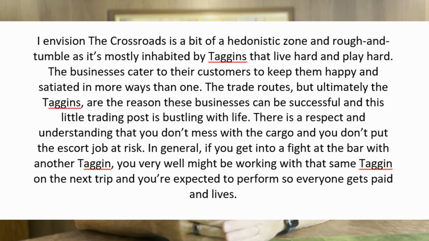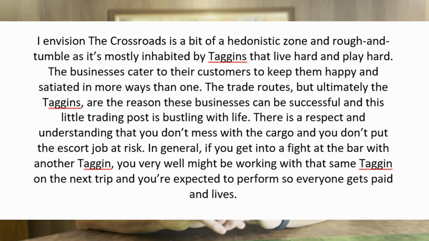I envision the crossroads as a bit of a hedonistic zone and rough and tumble, as it's mostly inhabited by Taggins that live hard and play hard. The businesses cater to their customers to keep them happy and satiated in more ways than one. The trade routes, but ultimately the Taggins, are the reason these businesses can be successful, and this little trading post is bustling with life. There is a respect and understanding that you don't mess with the cargo and you don't put the escort job at risk.